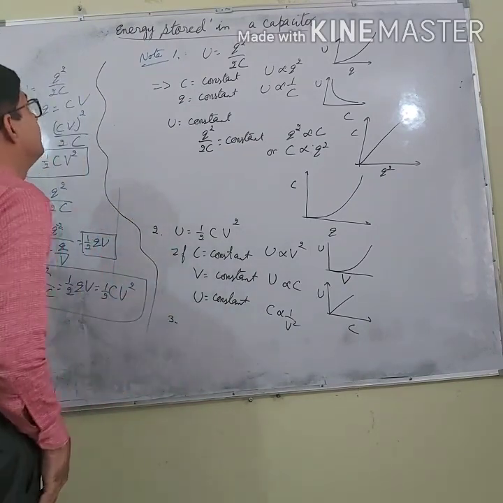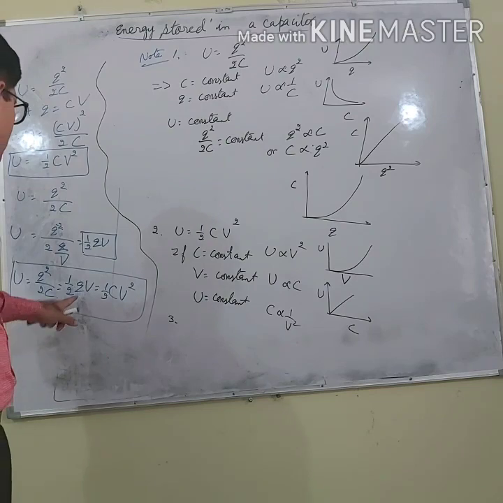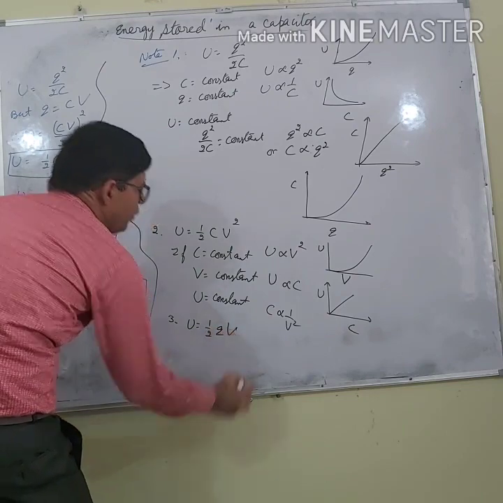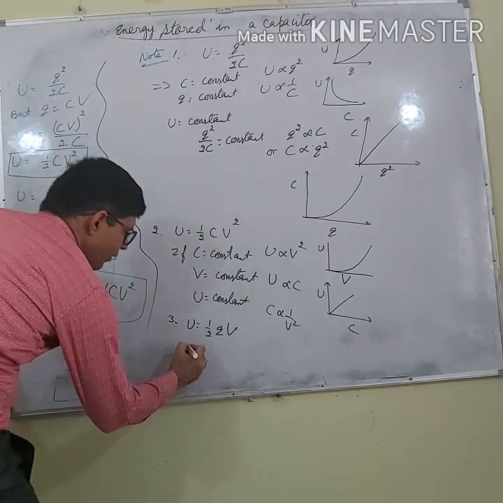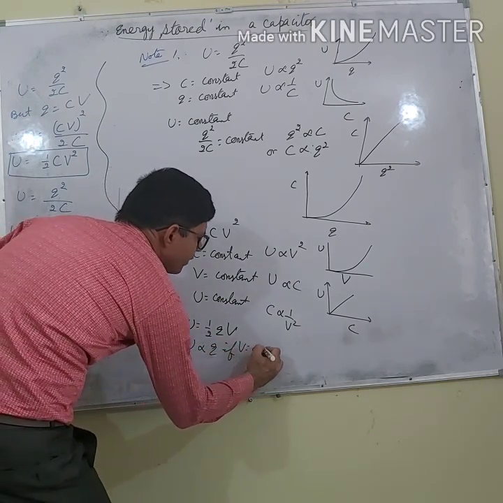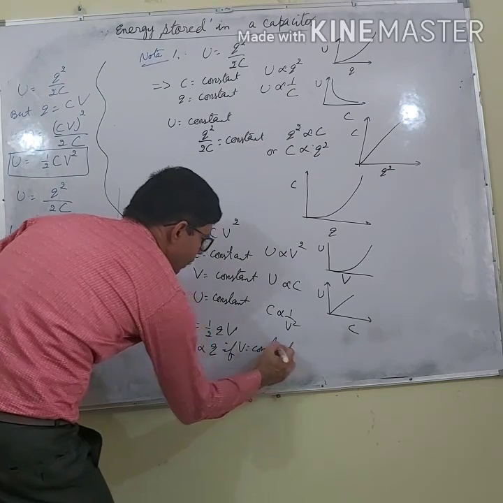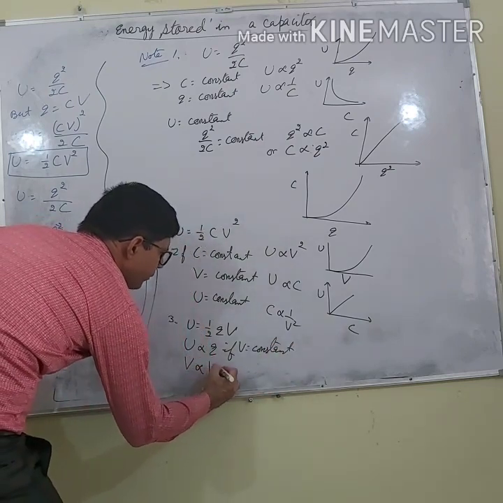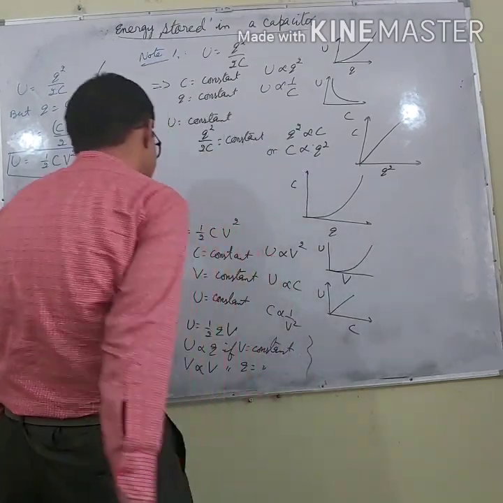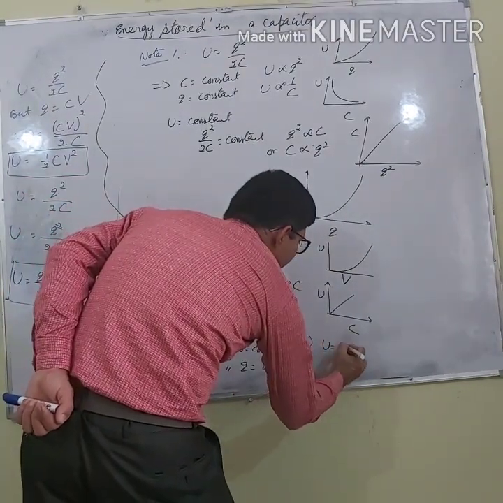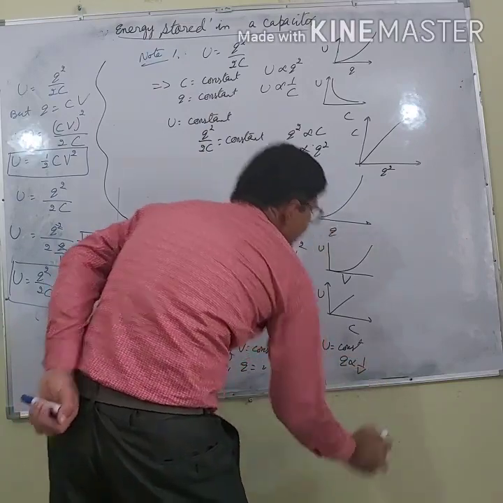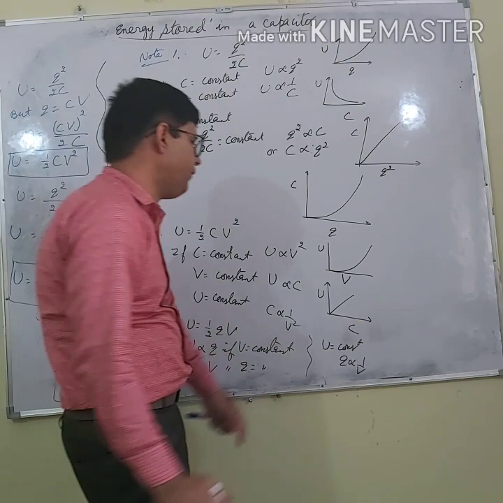Third is U equals half of QV. I think if V is constant, U is directly proportional to Q. If Q is constant, U is directly proportional to V. And third one is, if U is constant, the potential energy of a capacitor is constant, I can say Q is inversely proportional to V. And this graph comes.